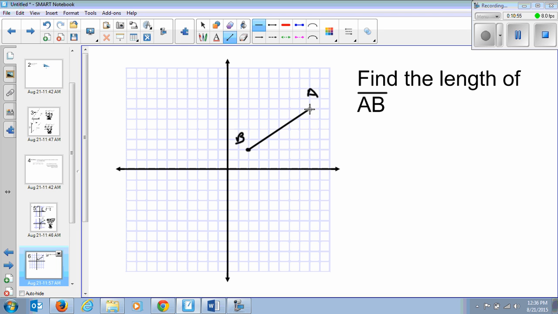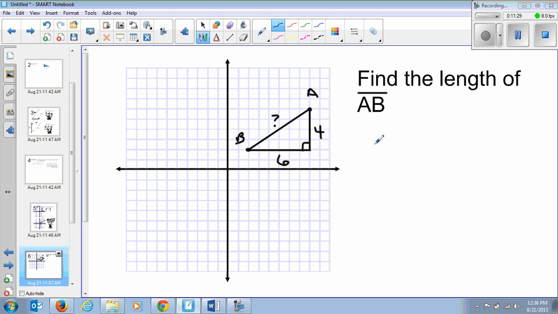So I'm going to start at A and go down to where B is, and then I'm going to go from B and over to where A is. And look, a right triangle has been created. I'm going to now count the length from A to that point I just made. It is 1, 2, 3, 4. Now I'm going to count the length from B to the point I made to get that intersection. It is 1, 2, 3, 4, 5, 6. Now we have a right triangle where all we are looking for is the hypotenuse.